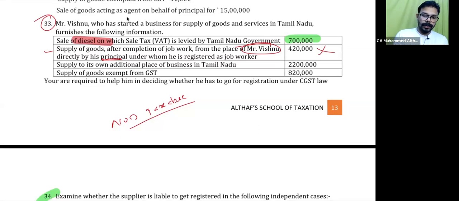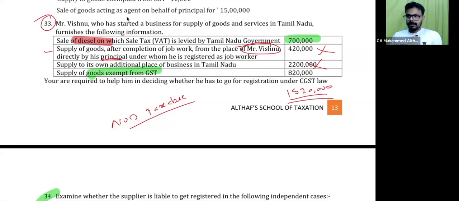Third one, supply to its own additional place of business in Tamil Nadu. Shall we add? No, because it is not a distinct person. It is the same state. That also will become a distinct person if it is separately registered. They're not saying anything about this, so we can assume that it is not separately registered. So this is not supply, so we should not add. And then goods exempted from GST, definitely we have to add. So how much is aggregate turnover coming? 15,20,000, right? That's it. So he is not liable for registration.